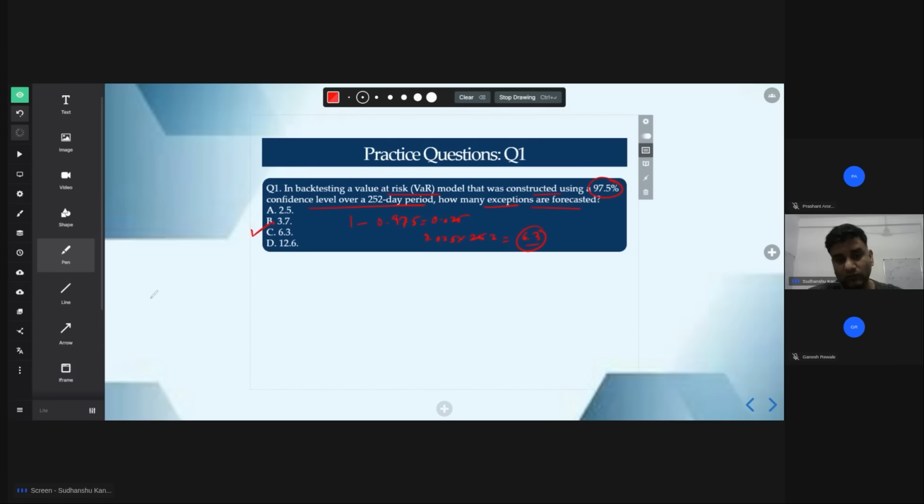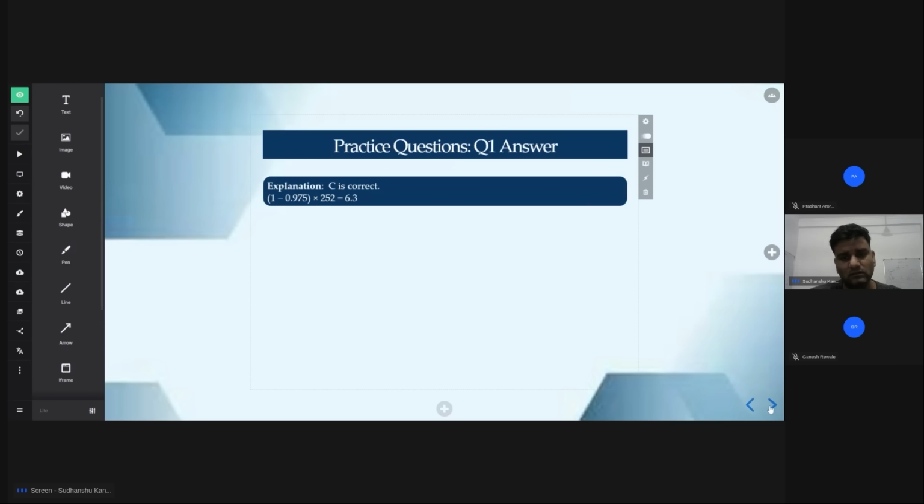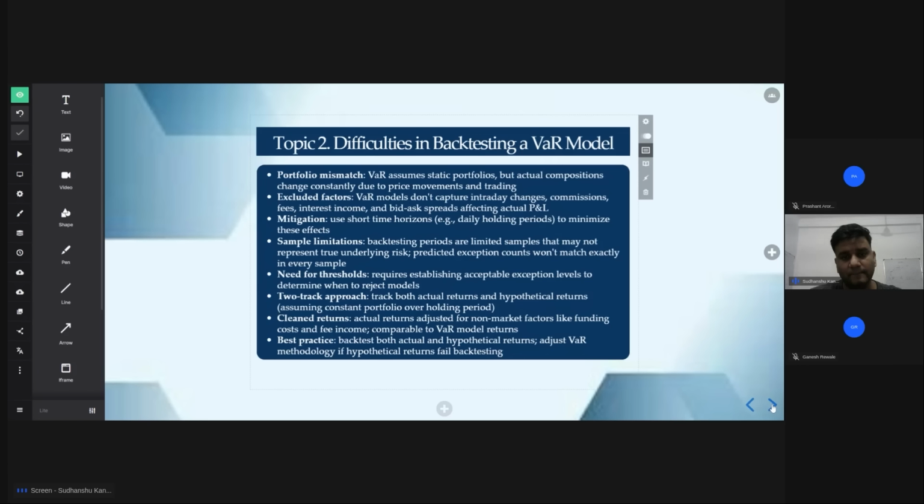6.3, right? Very easy. So if the model is correctly calibrated at a 97.5% confidence level, you should expect around 6 exceptions in 252 trading days. If you get far more, your model is understating your risk. If you get far fewer, it is too conservative. Backtesting checks how often the VaR model is wrong. This expected number of exceptions, which is 1 minus the confidence level times your number of observations, is a very accurate and famous method to calculate your exceptions. Okay, remember that, it's very easy, not difficult at all. That's how it is done, guys.